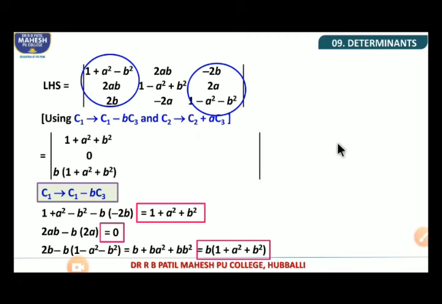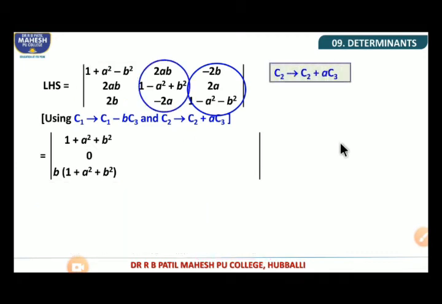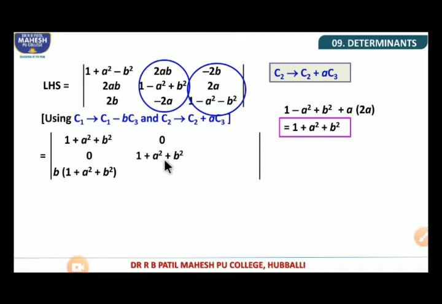Now for the second operation we have c2 changes to c2 plus a c3. We will write these values in the second column later. First operate this one. c2 is 2ab plus a into the bracket of minus 2b. It becomes 0 because 2ab minus 2ab is 0. Next, write 1 minus a square plus b square plus a into 2a. It becomes 1 plus a square plus b square, written in the second place. So we have 1 plus a square plus b square.